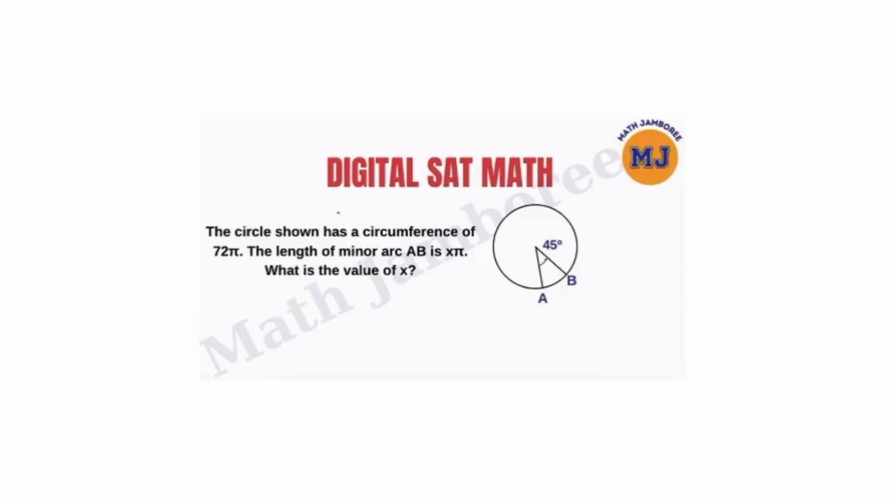Today we're going to talk about parts of circles. Let's dive into it. The circle shown has a circumference of 72 pi. The length of minor arc AB is x pi. What is the value of x?